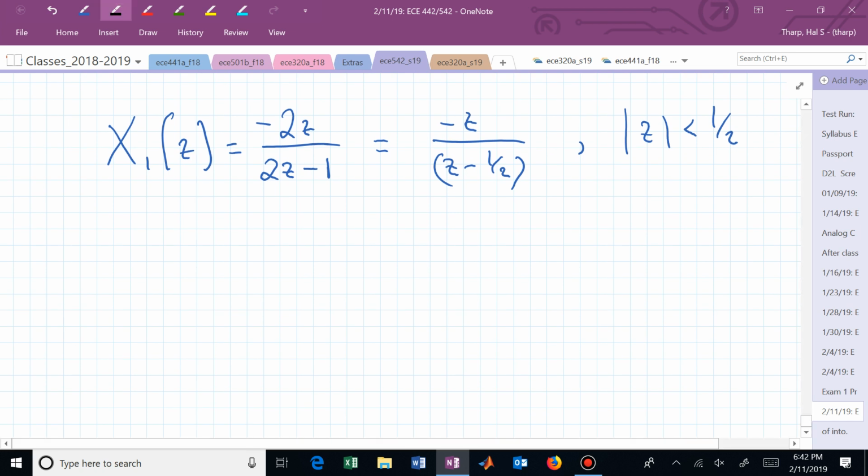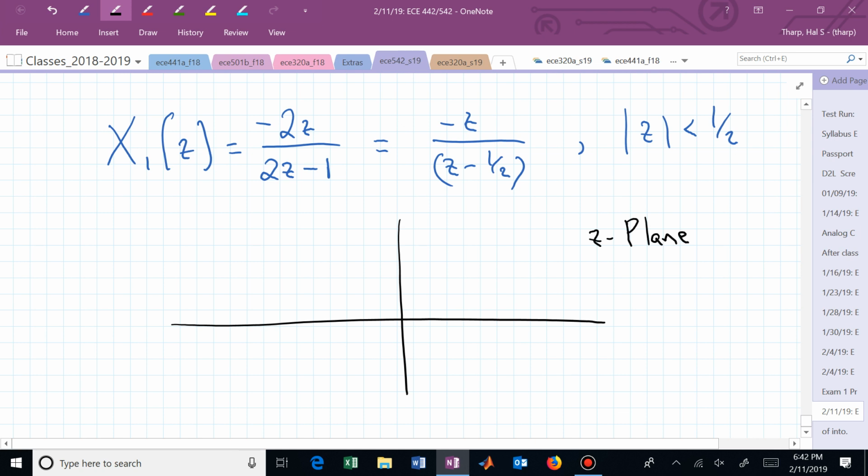Well, let's see if we can learn anything from what we've just done. What's the pole-zero pattern? Here's our z-plane. Where do we have any finite zeros? We have a finite zero at the origin. What about poles? We have a pole at 1/2. Where's our region of convergence? So here's 1/2. Our region of convergence is all of these values. Doesn't matter where the zero is. The poles are what can't live in the region of convergence.